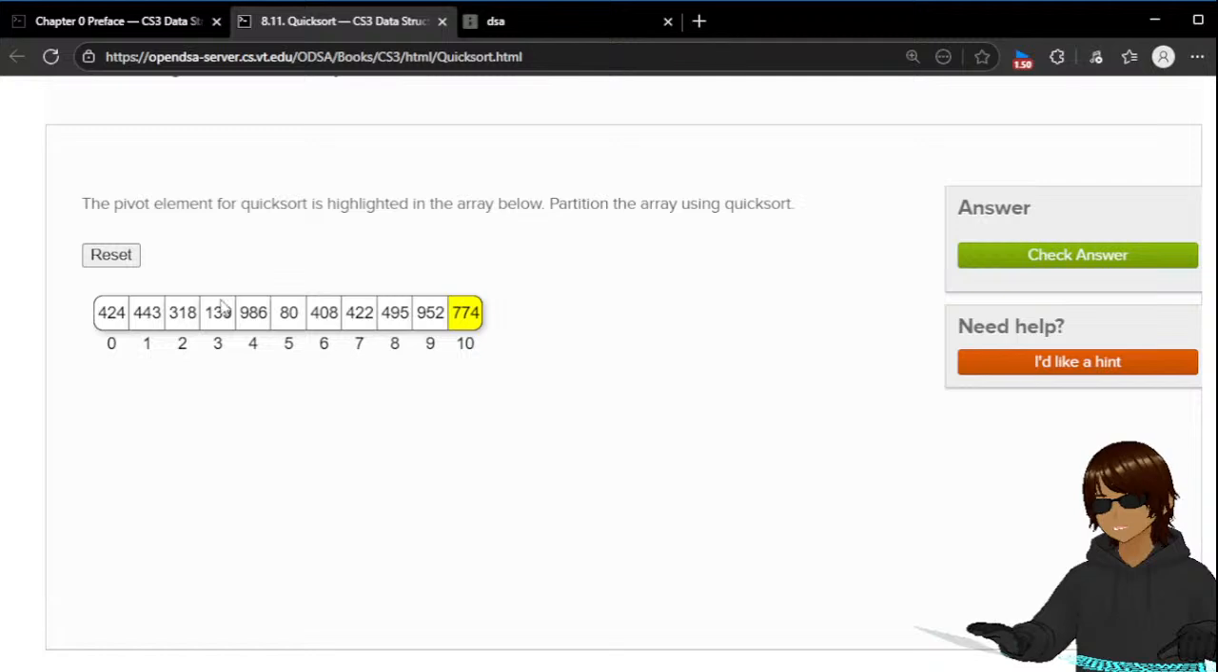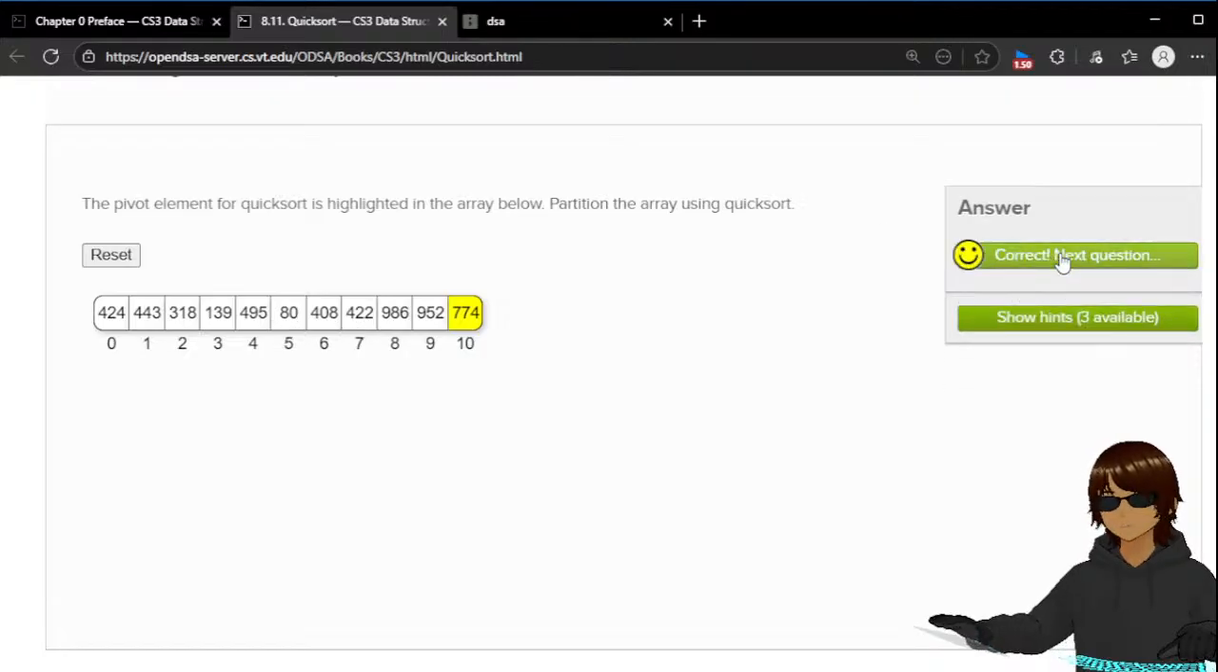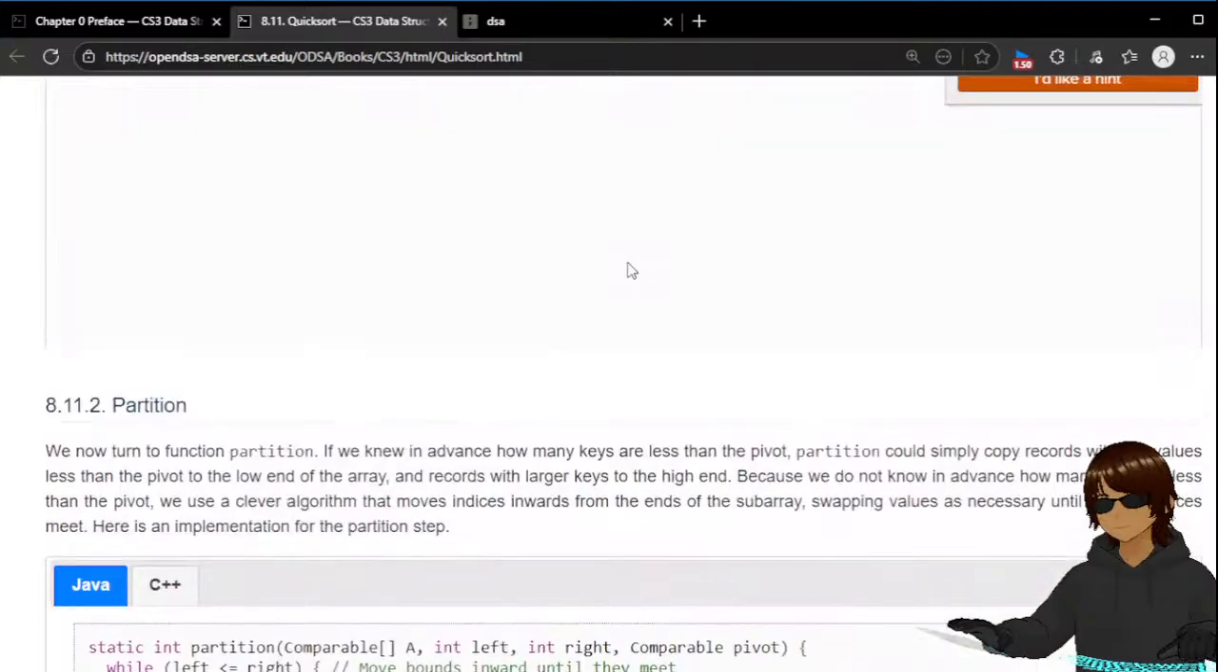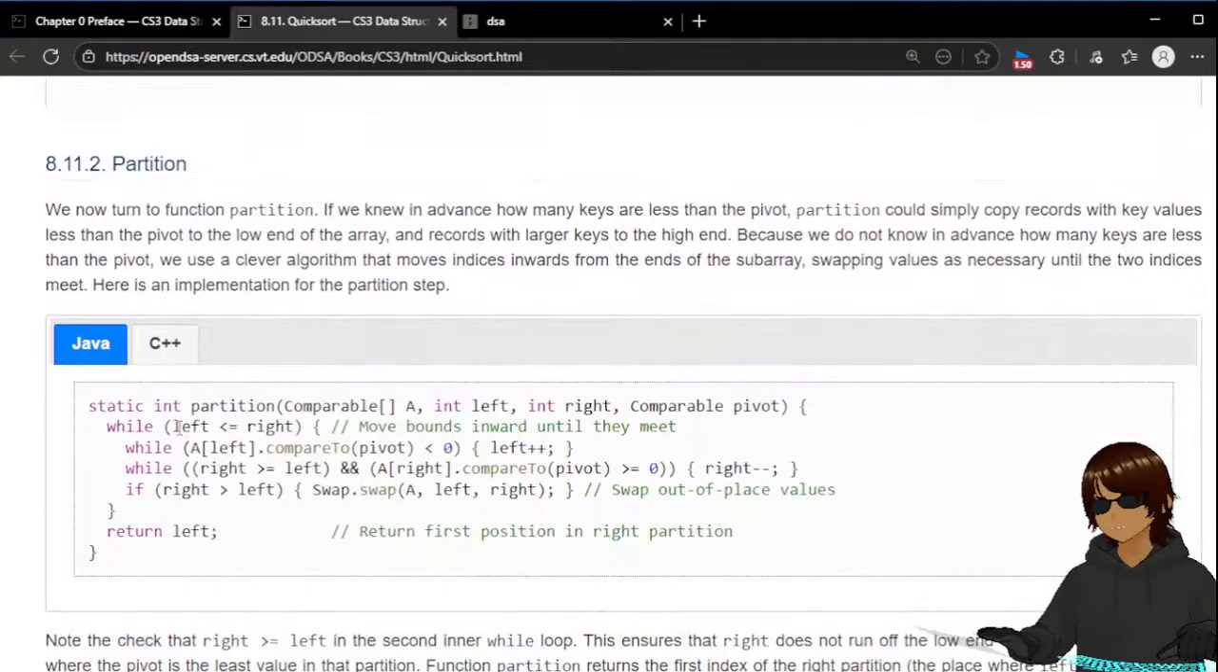Okay, now you go one left, 139, which is smaller, which is fine. 986, which is bigger, that is an issue. Swap it with 495 because 495 is smaller on the right. Now 422 is smaller and 80. What is it? All of them are smaller. So yes, this is fine. The partition function. Left is less than right. So you increment the left first, right?